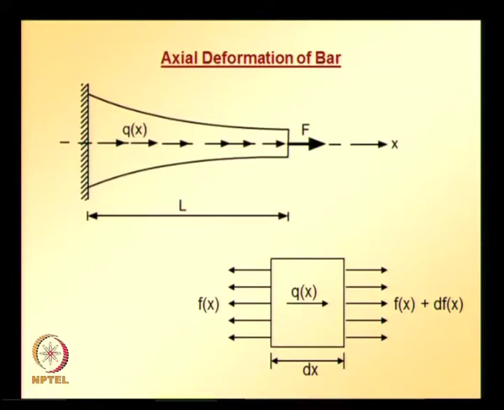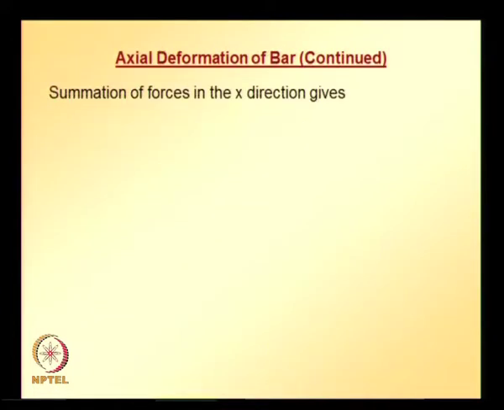we can sum up all the forces acting in the x direction. Body or distributed force Qx is acting over length dx, Fx is acting on the right hand side, and Fx plus dFx is acting on the left hand side. So, summing up all the forces along x direction gives us this equation, which can be simplified to this form: derivative of F with respect to x is equal to minus Q.